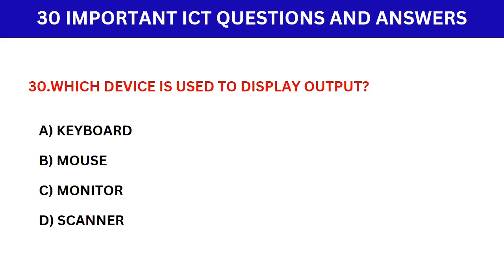Question number 30. Which device is used to display output? Option A, keyboard. Option B, mouse. Option C, monitor. Option D, scanner. The right answer is option C, monitor. A monitor displays visual output from the computer.